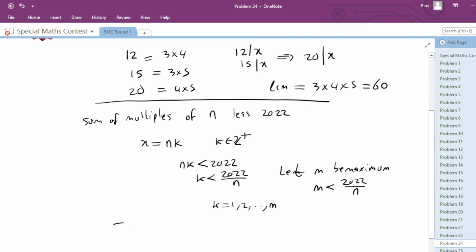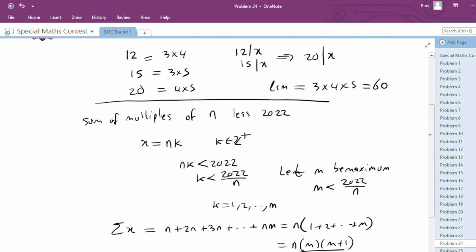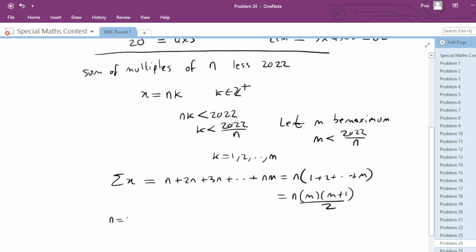If you add all the multiples, it's going to be n plus 2n plus 3n, all the way to nm. If we factor out n from that, we have 1 plus 2 all the way to m, which we can solve as n times m times m plus 1 over 2. So this will be the sum. We're just going to apply that when n is 12, when n is 15, when n is 20, and of course when n is 60.